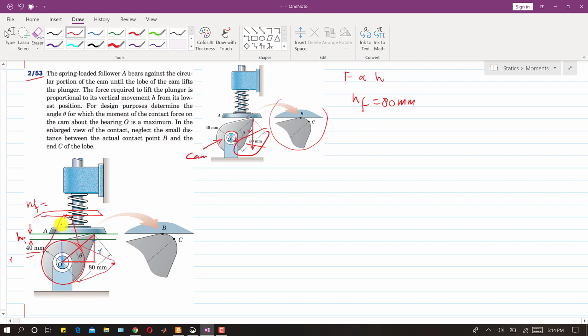And at the lowest position, the h could be how much? The h could be 40, right? h could be 40 from the origin, right? So I can write that this could be 40 mm.